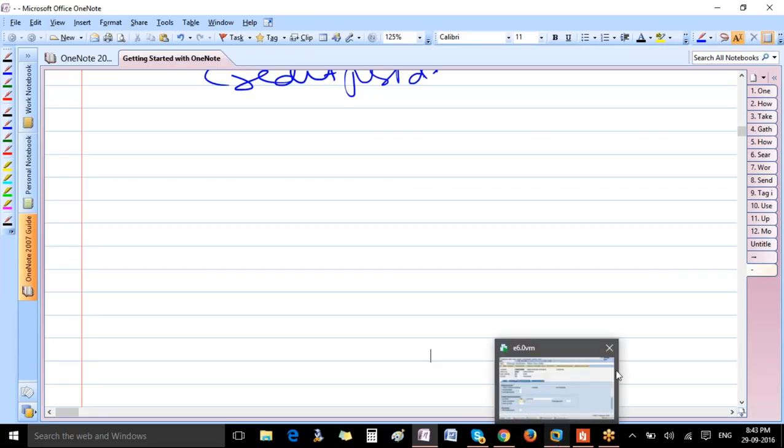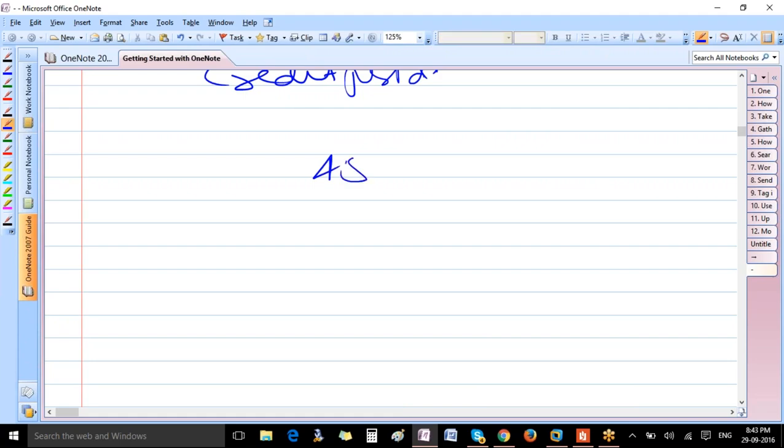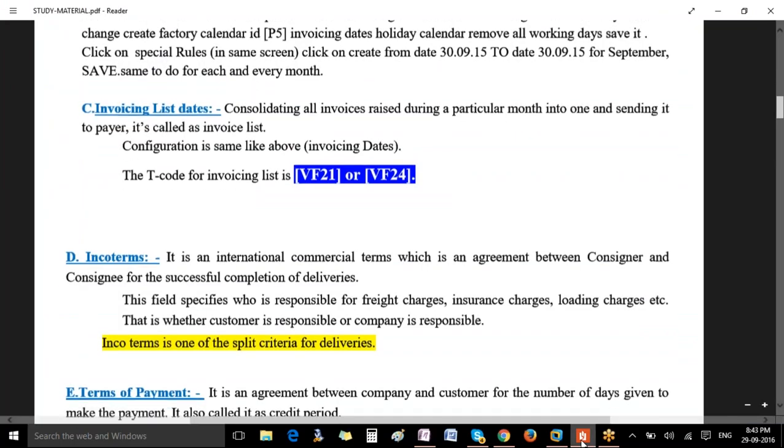So terms of payment tells when the customer has to pay. Once you raise an invoice, how many days does he have time to pay? 45 days, like this. So what do you maintain in terms of payment? Let me relate it with the document.